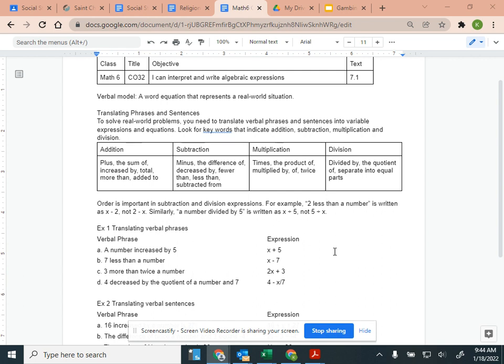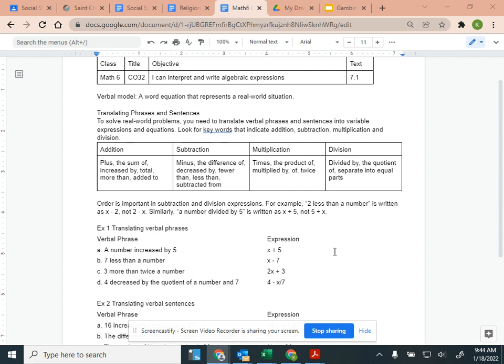So the term that we need to know for this objective is the verbal model, which is a word equation that represents a real world situation. So it's being able to take what is being spoken about and put it into a word equation. So translating phrases and sentences.